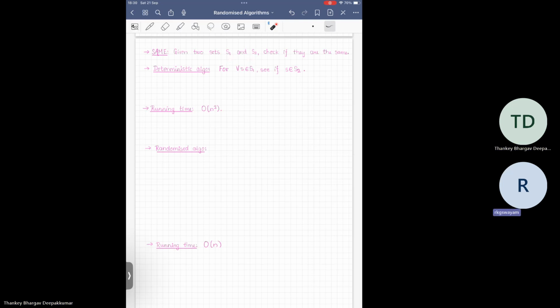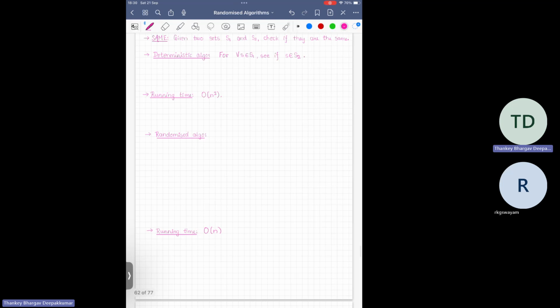In this case, you would come up with two polynomials, P1 and P2, such that P1 is derived from S1, P2 from S2, and P1 and P2 are the same if and only if S1 and S2 are the same. So now the question is, can you come up with such P1 and P2? That's the question. Let me write this.